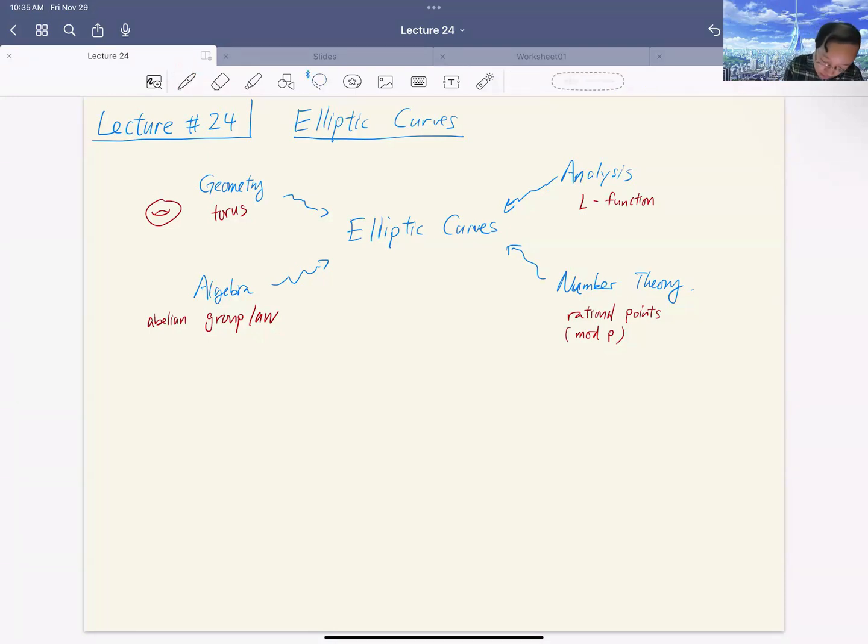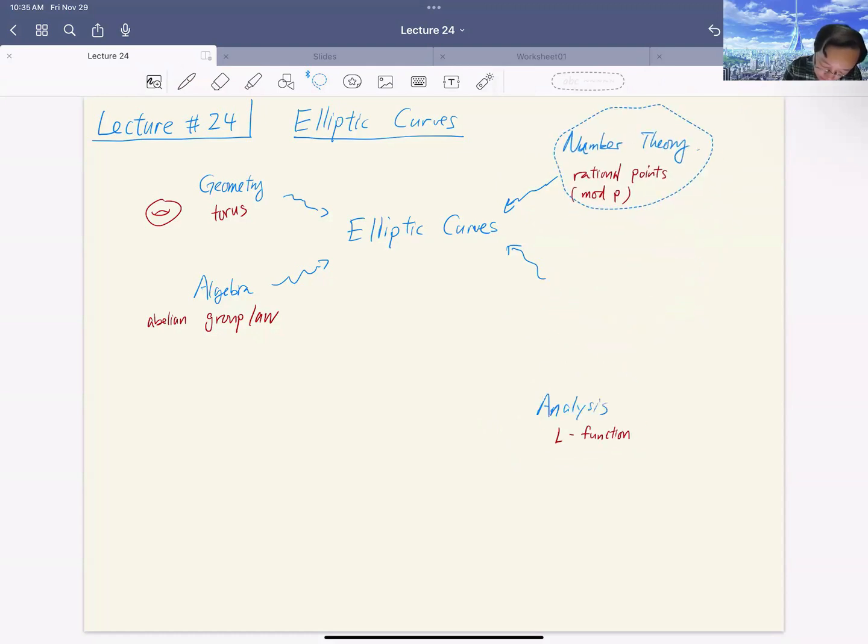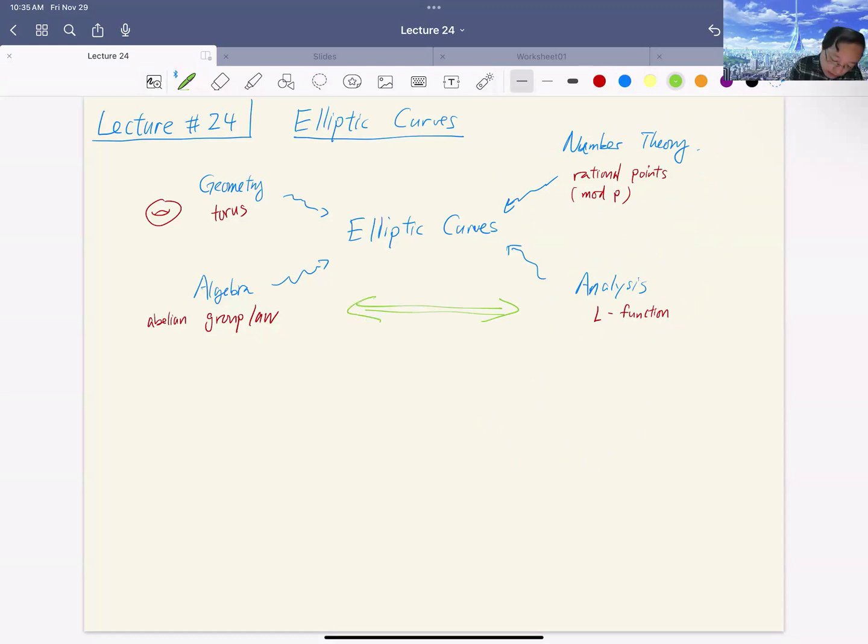So maybe let me swap these two. Yeah, and then I can draw here the relationship between these two, the celebrated BSD conjecture, which is the $1 million problem. So between analysis and algebra.